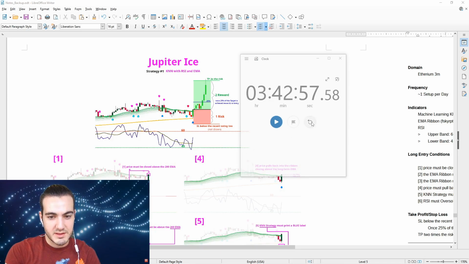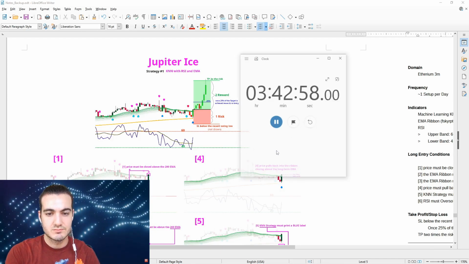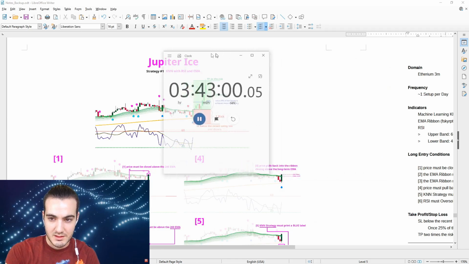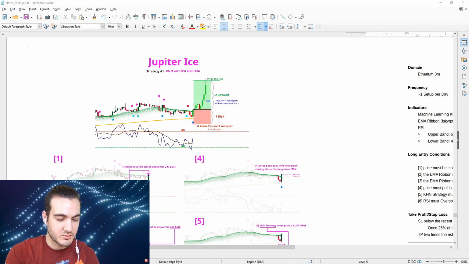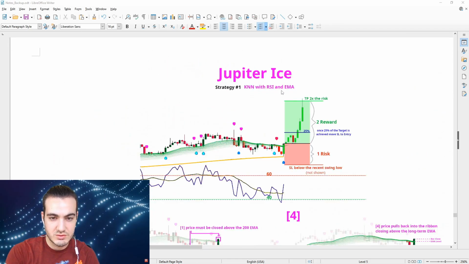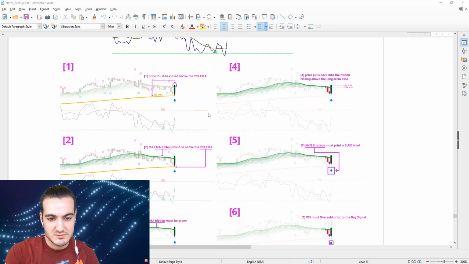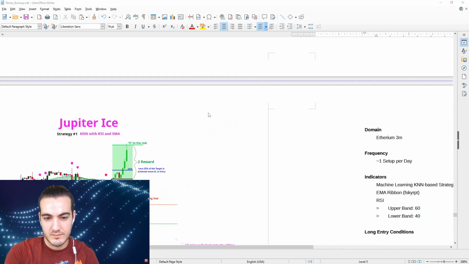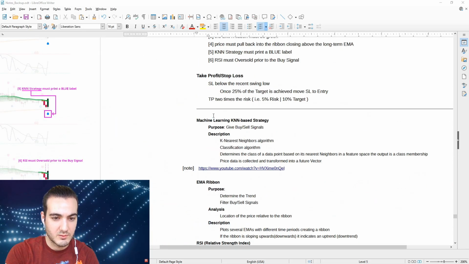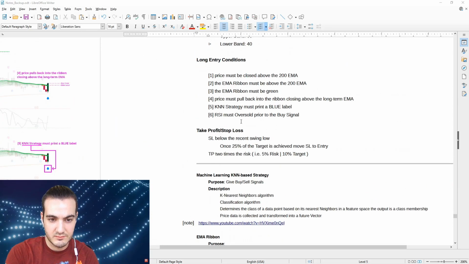Okay, let's get back to it. Restart the timer. Now we have one example of the Jupiter Ice strategy all worked out and ready to go. And I'll go over that a bit later. I want to get the other example done before I do an overview.